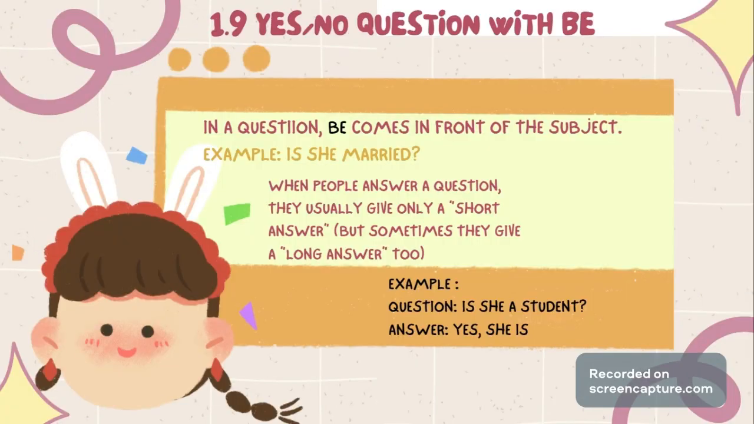And next, we have yes/no questions with be. In a question, be comes in front of the subject. Example: is she married? So the be is is. The subject is she. Is she married? When people answer a question, they usually give only a short answer, but sometimes they give a long answer too. Example: if the question is, is she a student? The answer is yes, she is, for the short one.